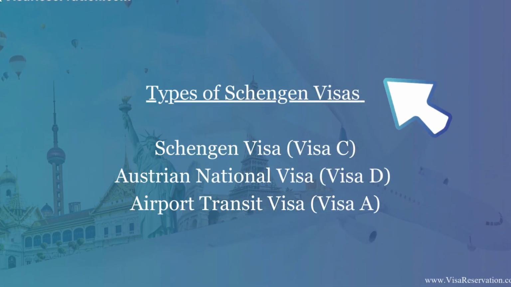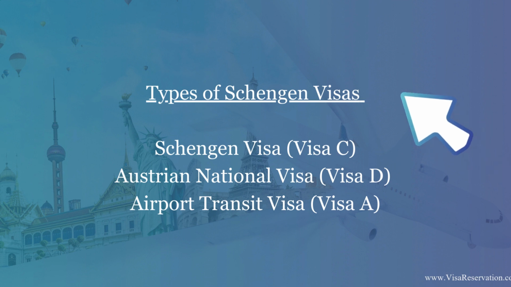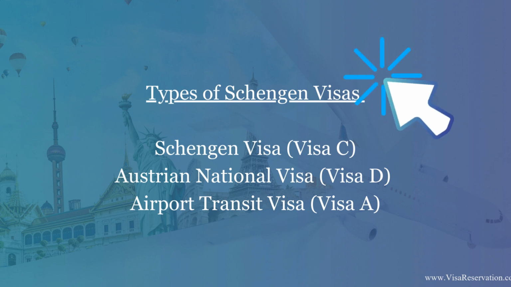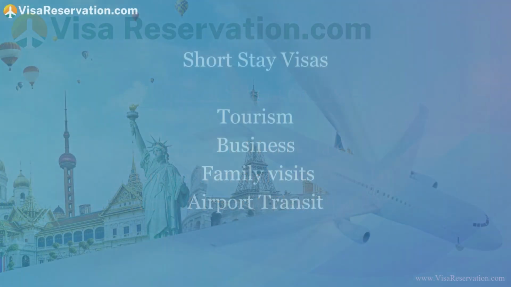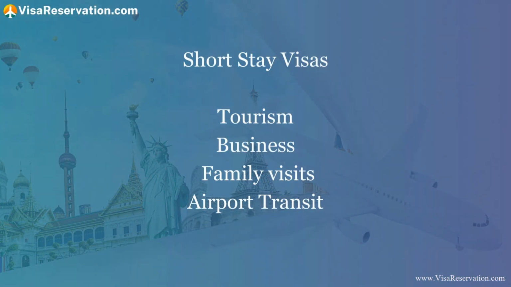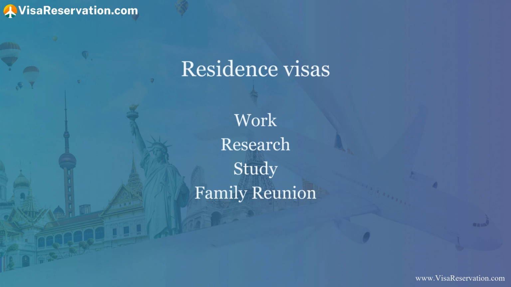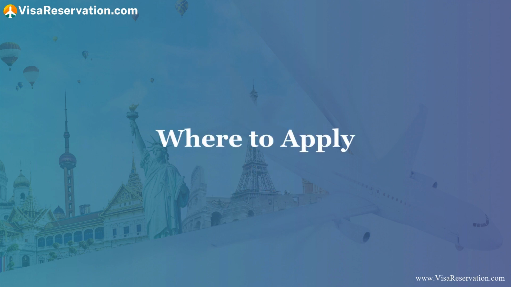The three types of visa you can apply for are Schengen Visa or Visa C for up to 90 days, Austrian National Visa or Visa D for longer than 90 days, or Airport Transit Visa or Visa A for those catching a connecting flight to a non-Schengen destination. There are different categories of short and long stay visas, and the one you apply for will depend on why you're travelling to Austria.